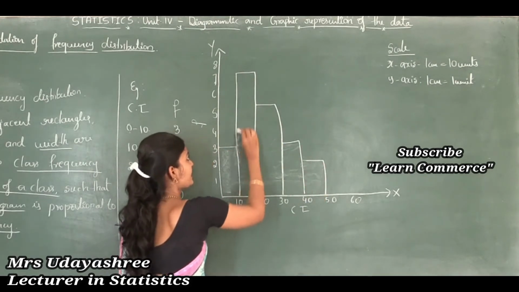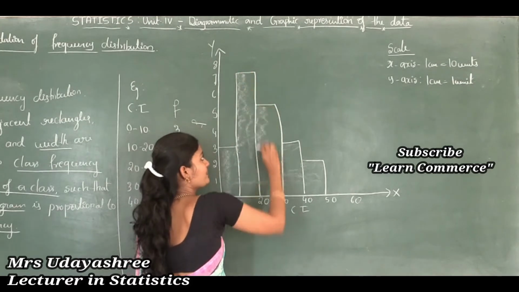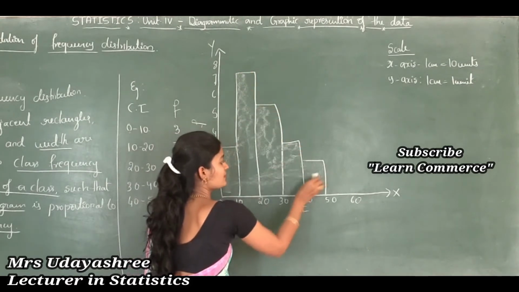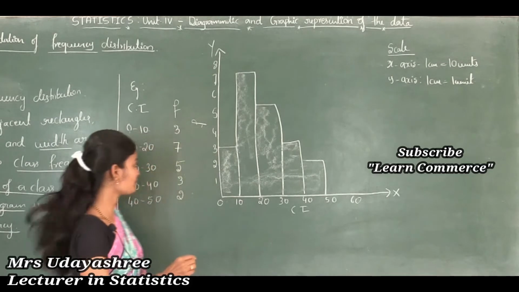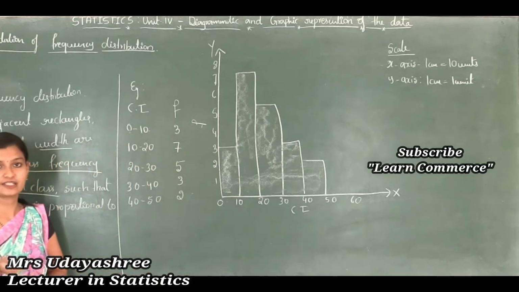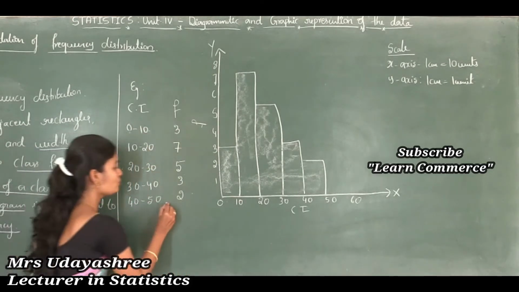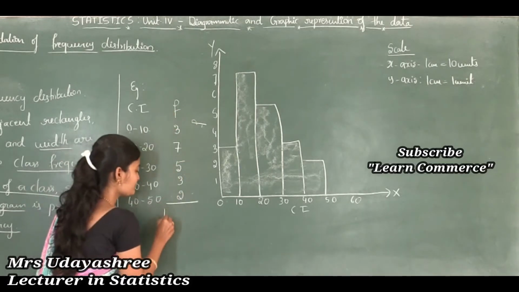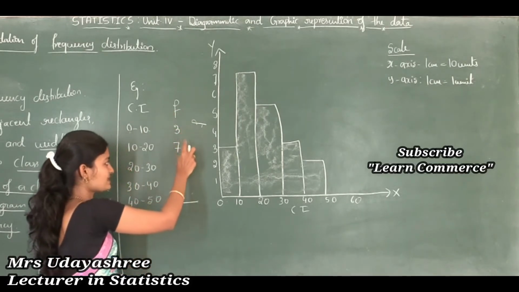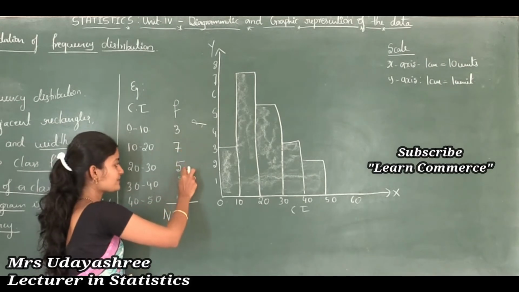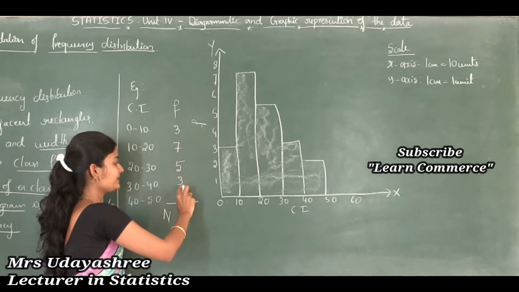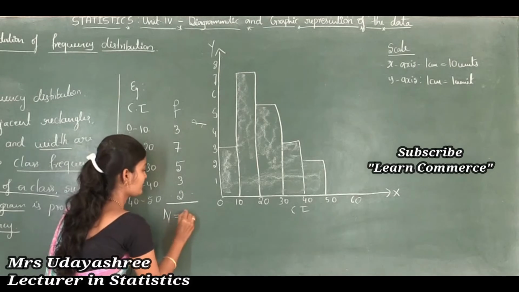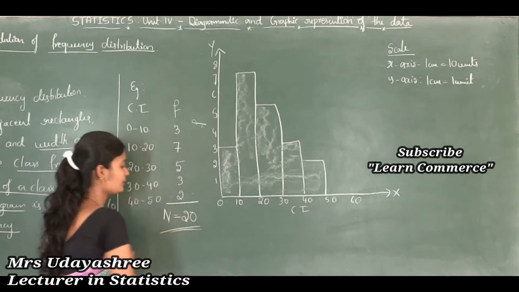So this is the area of the histogram. The area of the histogram is proportional to the total frequency. What is total frequency? Total frequency is nothing but the sum of these frequencies. So here, 3 plus 7 is 10, 10 plus 5 is 15, 15 plus 3 is 18, 18 plus 2 is 20. So the sum of these frequencies is 20.